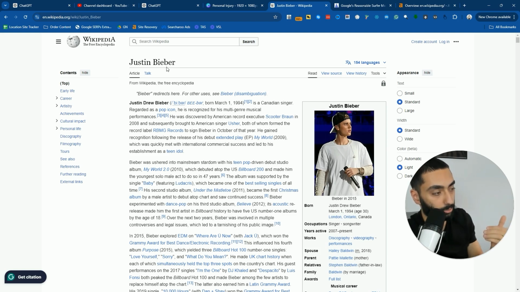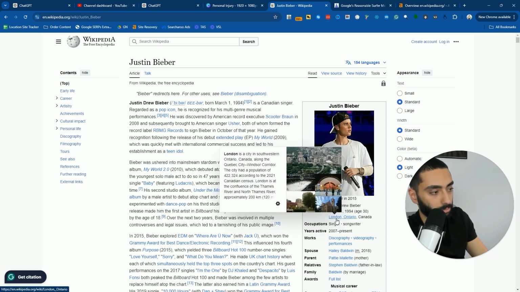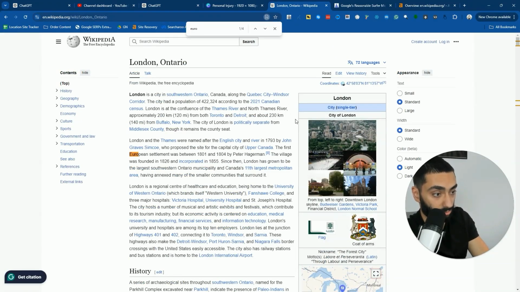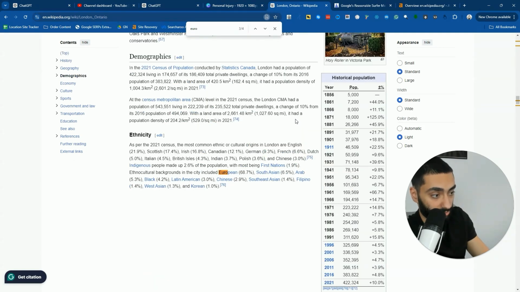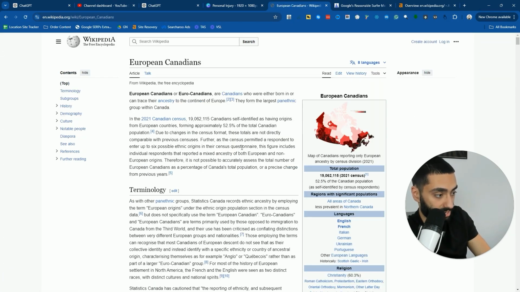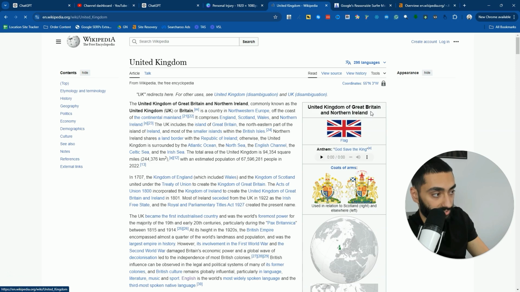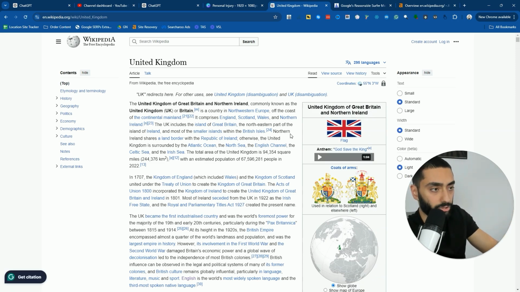So for example, if I'm looking at Justin Bieber right now, it's going to be very easy to get from the Justin Bieber page to, let's say, the United Kingdom page. So for example, if we click on London, Ontario, this is obviously a place in Ontario. I'm certain that we could potentially do European, and then we could do English, and then English is spoken by the United Kingdom.